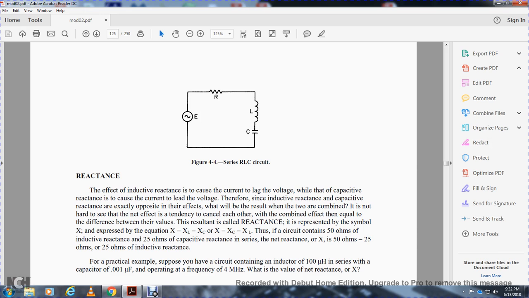Or X is equal to the capacitive reactance minus the inductive reactance. For example, if the circuit contains 50 ohms of inductive reactance and 25 ohms of capacitive reactance, the net reactance is X equals 50 ohms minus 25 ohms, or 25 ohms of inductive reactance.